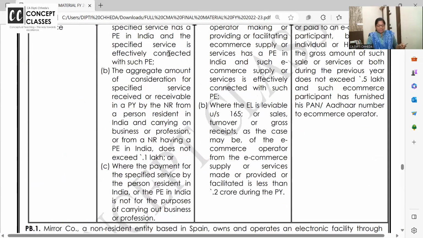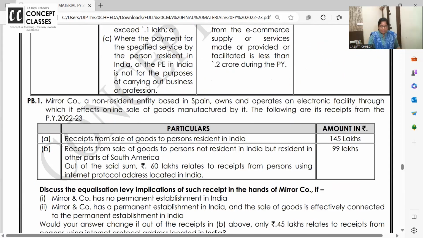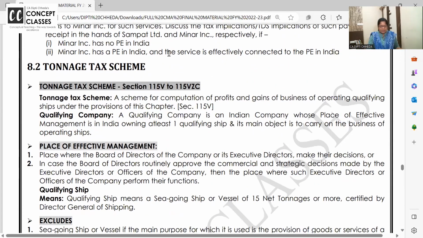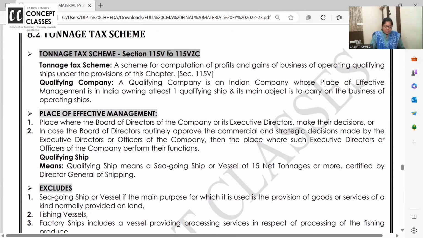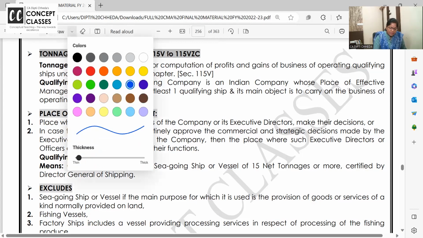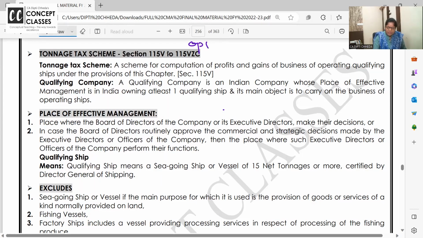This is equalization levy. Remember? Foreign person coming to India and paying 6%, 2% tax and all. Right. So, tonnage tax scheme. It is a scheme for computation of profits and gains of business of operating qualifying ship under the provisions. And I want all of you to write over here in bold, this is optional scheme.